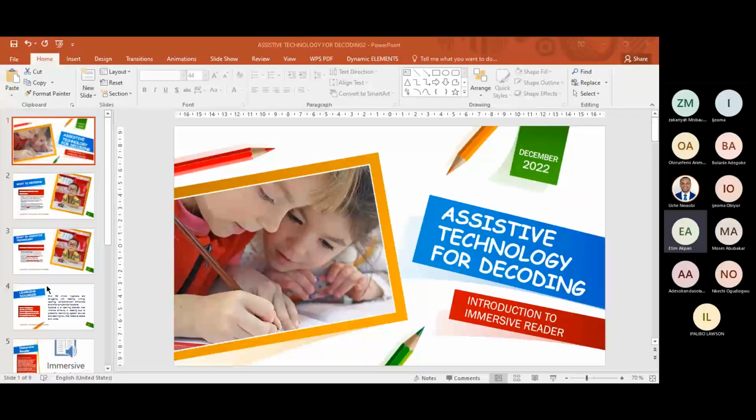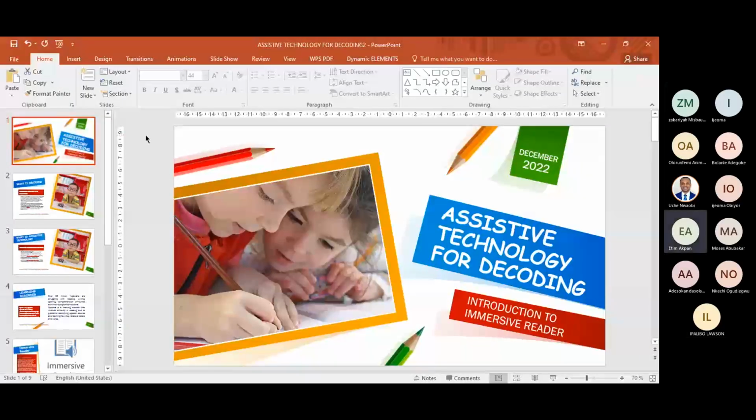Okay, so I do hope that we can all see my screen. Can we see my screen? Yes. And also hope you can hear me clearly. Yes, yes, yes.